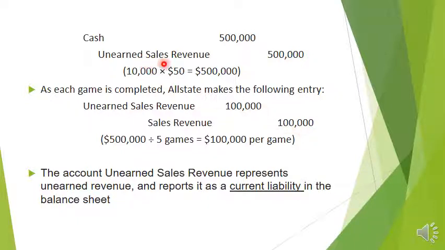هنا ال unearned sales revenue اتحولت ل sales revenue مع أول مباراة تم أو انتهاء من لعبها. هنا اتحول ال unearned إلى sales revenue. ال 100,000 اللي هي ال 500,000 إجمالي المباريات divided 5 games equal 100,000 per game. The account unearned sales revenue represents unearned revenue and is reported as a current liability in the balance sheet.